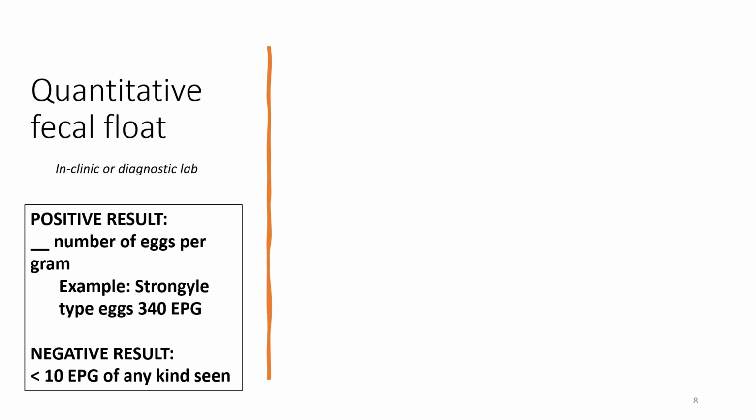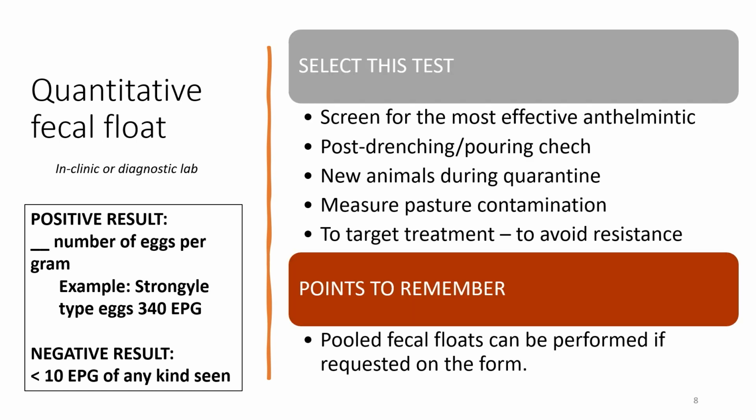And then if you have a negative result, if we did not see any eggs in our quantitative fecal float, we might say we had less than 10 eggs per gram of any kind. The reason is that our test is set up in such a way that if there are less than 10 eggs per gram, we will not be able to detect it, and so that is our analytical sensitivity.